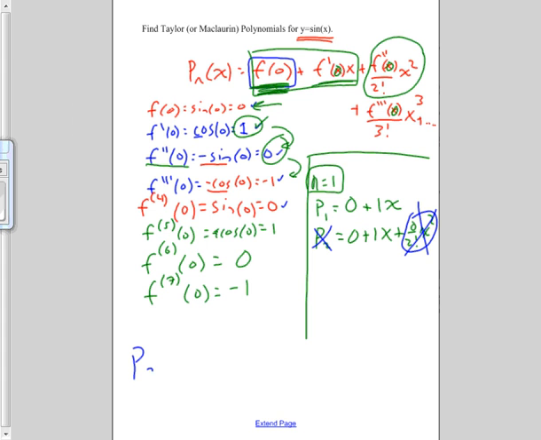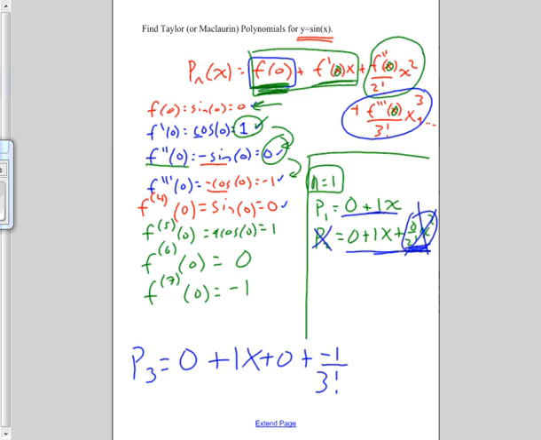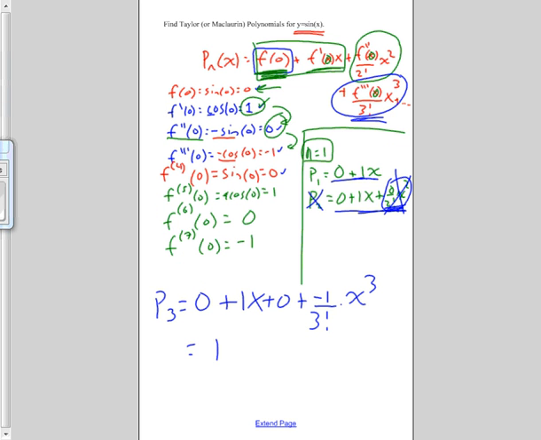What about P3? Well, P3 would be f of 0, so 0 plus 1x plus 0. So that's all this term. Plus, now we're going to look here. The f triple prime of 0. Well, f triple prime of 0 is -1 over 3 factorial times x cubed. Simplifying that, we get 1x minus 1 over 6 x cubed.